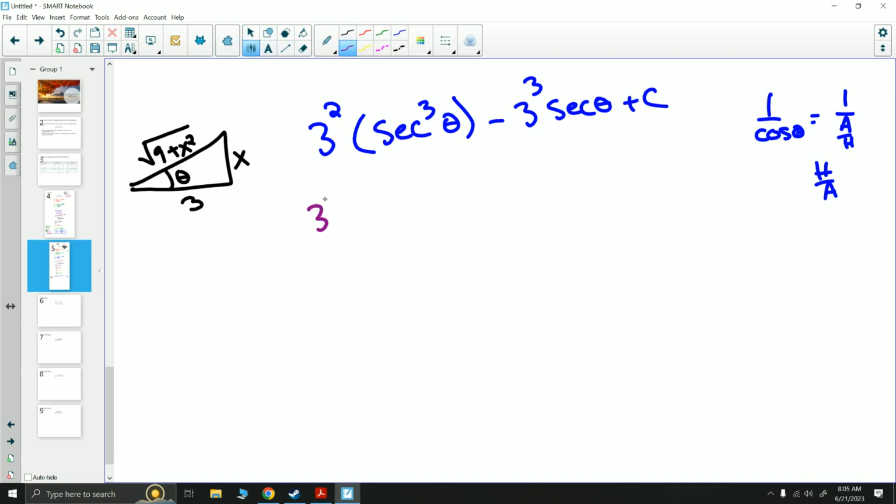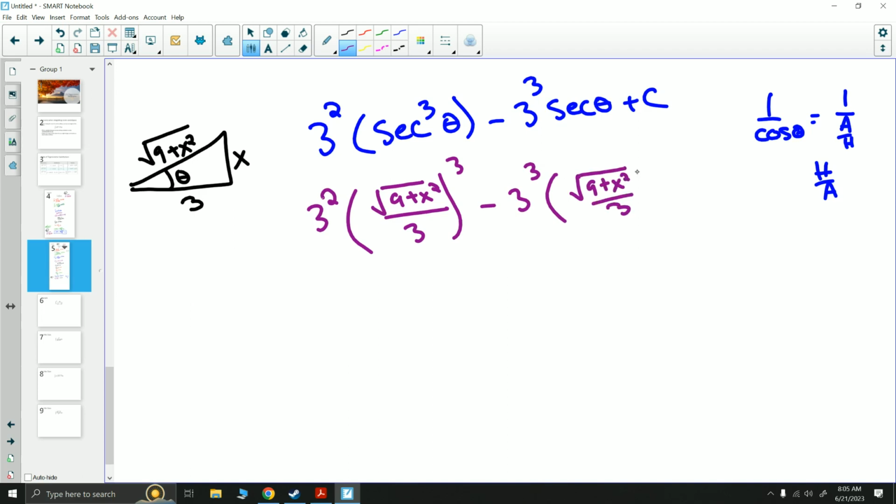Okay, so we have 3 squared times hypotenuse, square root of 9 plus x squared, over adjacent 3, and this is all being cubed, minus 3 cubed times secant, again, is square root of 9 plus x squared over 3, plus c. Okay, so this would be a 3 cubed and a 3 squared, which would make this just a 3 to the 1. So we have square root of 9 plus x squared, cubed, over 3.